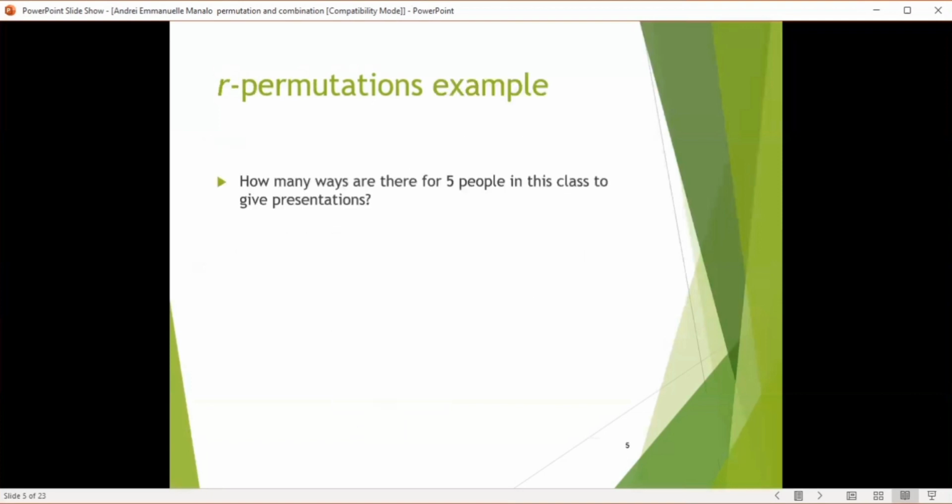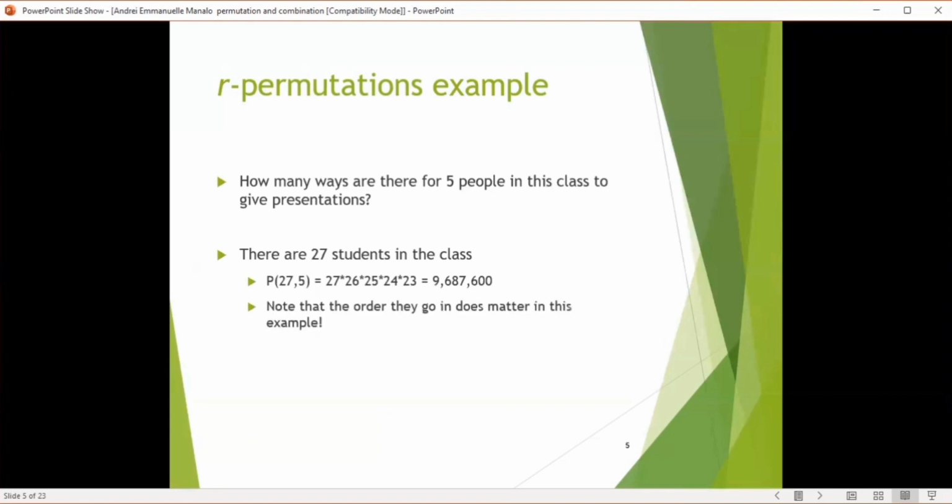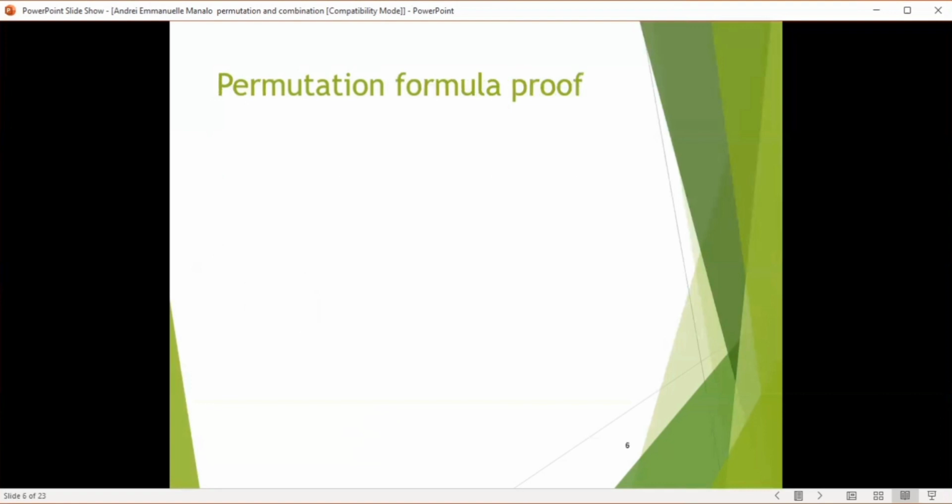Our permutation example: how many ways are there for 5 people in this class to give presentations? There are 27 students in the class. P(27, 5) equals 27 times 26 times 25 times 24 times 23, which equals 9,687,600. Note that the order they go in matters in this example.